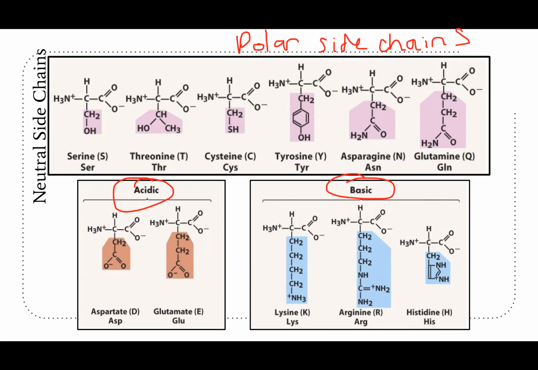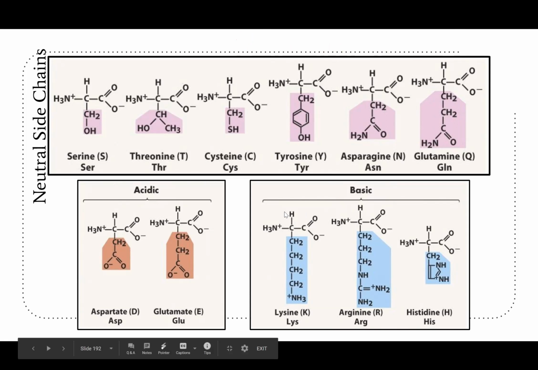So that's important to keep in mind. If you need to, you can memorize which side chains are basic and which ones are acidic in order to help you when you're determining if something is either polar or acidic. It can be helpful to just memorize, okay, these ones are acidic, these ones are basic. If it's not acidic or basic, then it's going to be polar or nonpolar.